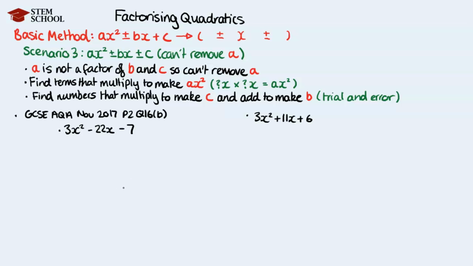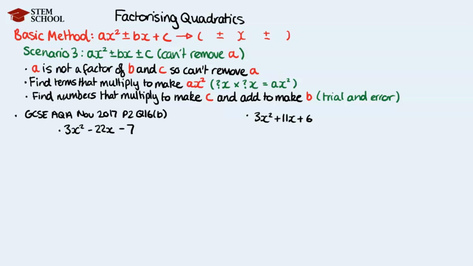For this last scenario of this form, we're unable to get rid of the a in front of the x squared, as it isn't a factor of b and c, so it's a little bit more awkward. But what we have to do here is just add a step at the very beginning. We just have to find the terms that multiply to make ax squared. So in your head you should think what times what is equal to ax squared, right?